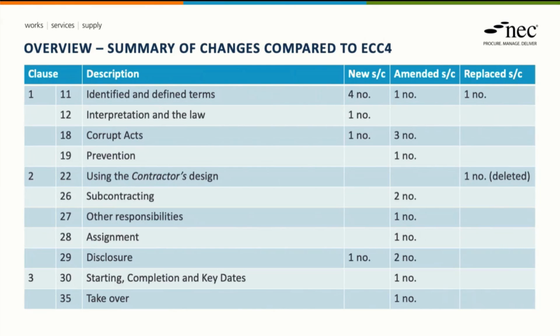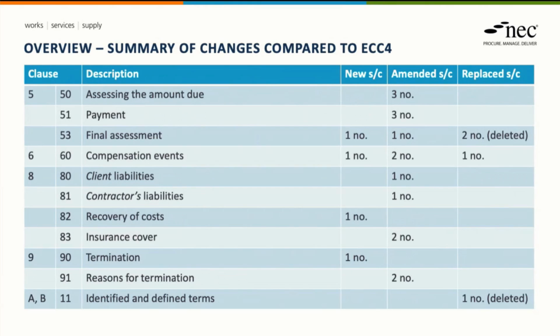The next couple of slides summarise the changes to the clauses within the ECC, and they can be broadly categorised as a number of new clauses that have been added, or existing clauses that have been amended, or clauses that have either been fully replaced or removed as they don't apply or are not appropriate to the Hong Kong edition. As we go through this table, you'll notice that not every clause in the contract has been changed. So for example, section 4 of the contract and section 7 of the contract, there are no amendments or changes to these sections.